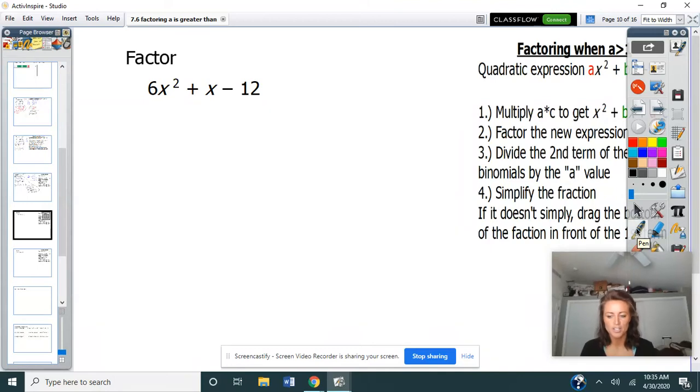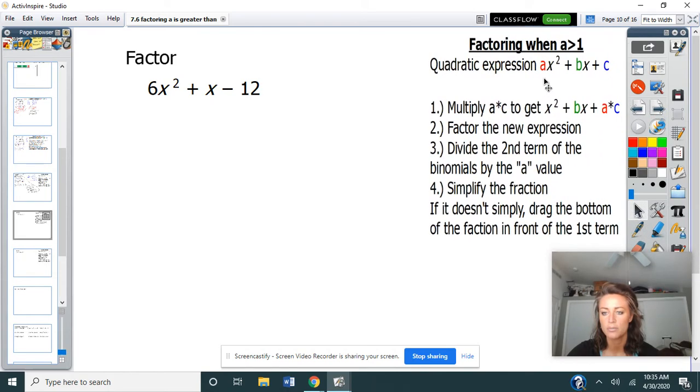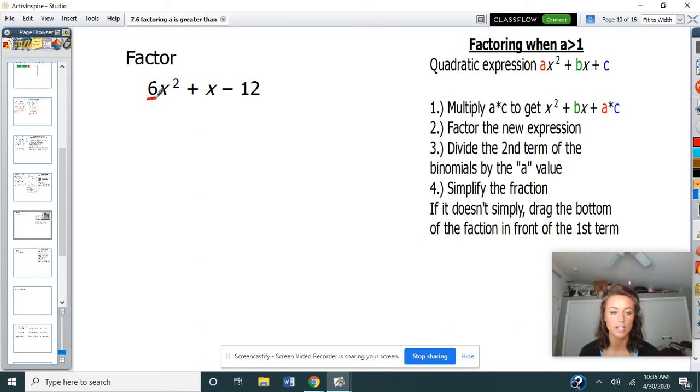All right, so we're going to practice some more factoring when A is not 1. So here is our A value. If I compare it to the quadratic equation, A is what's in front of the x squared. So what's in front here is our A value. So A is 6. You don't need to write these, but B is technically a 1. There's an automatic 1 there. And then C is negative 12.